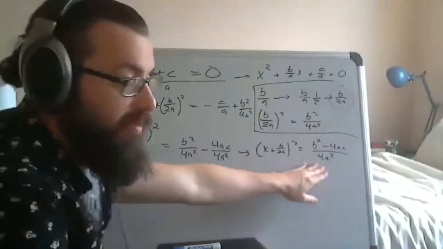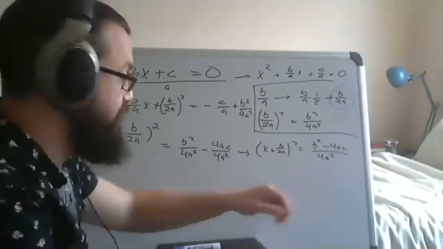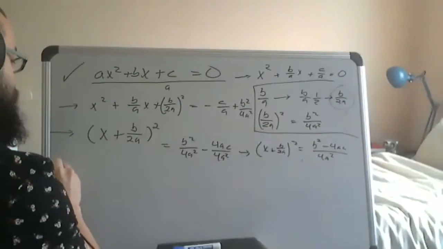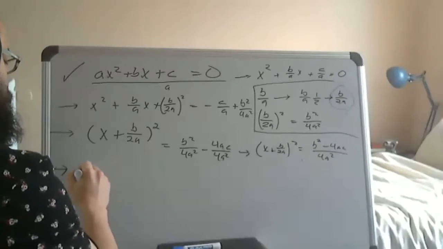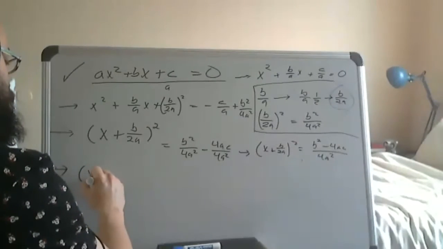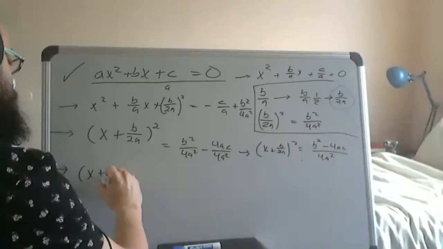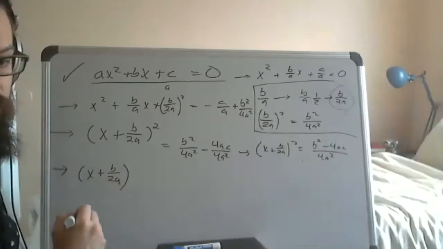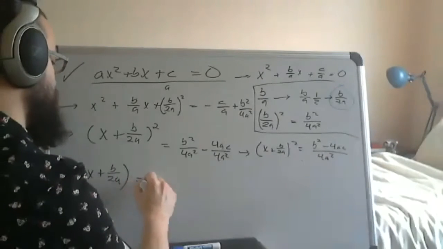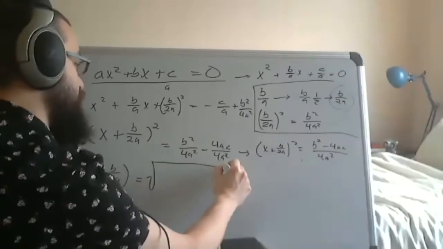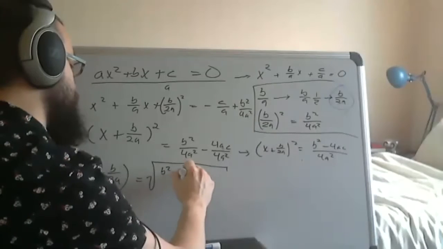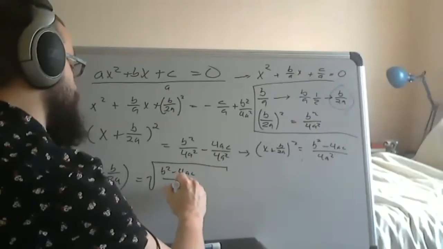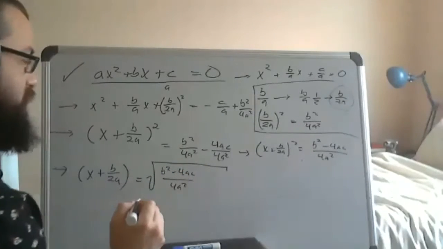So we're going to square root both sides from right here. So square rooting both sides gets us to x plus b over 2a on the left-hand side, equaling the square root of b squared minus 4ac all over 4a squared.